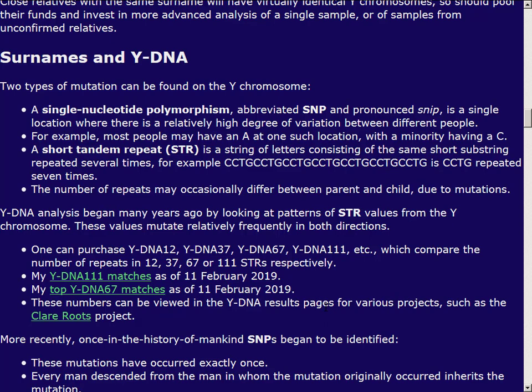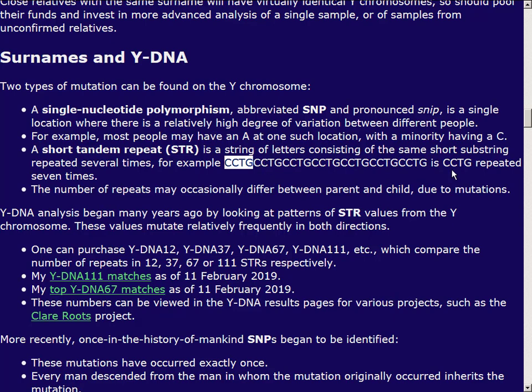When Y-DNA analysis started 20-odd years ago, first becoming commercially available 19 years ago, most of the analysis was based on a different type of mutation, the STR mutation. STR is a short tandem repeat. So there are places on the Y chromosome where you'll have a string like CCTG, and then that will be repeated again and again and again, maybe 7 times.